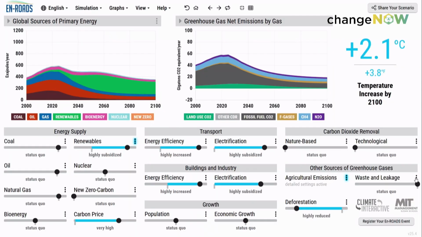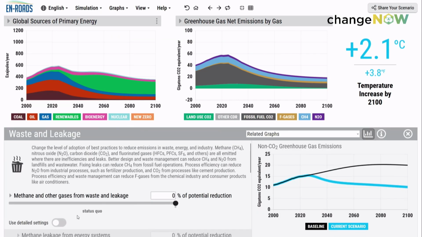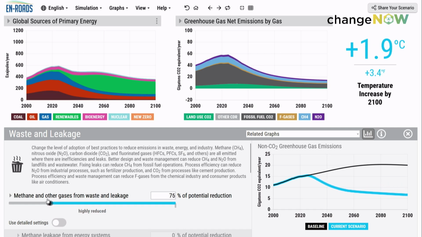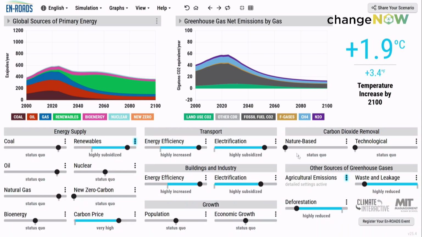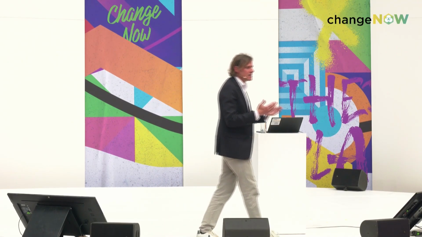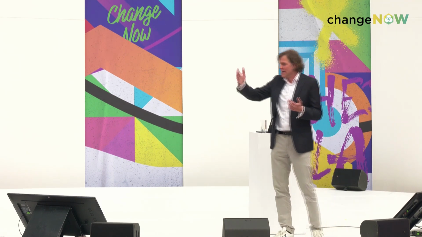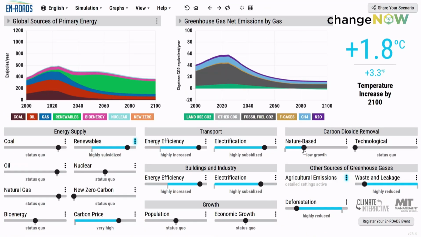We can tackle waste and leakage from the industrial system. Now I'm pushing this slider here because we're running out of time. And methane is a very potent greenhouse gas. So now we are already below 2 degrees Celsius, and I'm wondering whether we can do a little bit more. How about planting a few trees, and let's do this, and we are at 1.8. So, wow, you have just created a 2 degrees Celsius scenario. Yes, give yourself a round of applause, exactly.